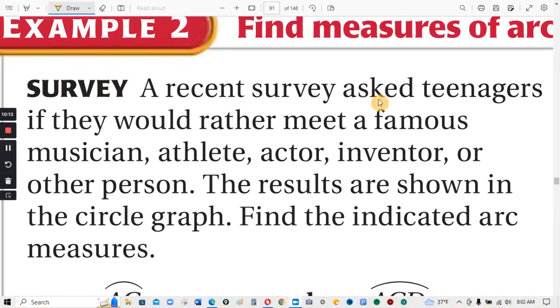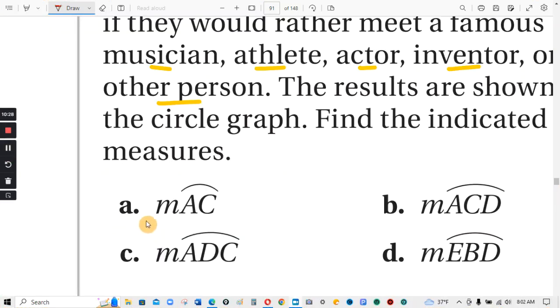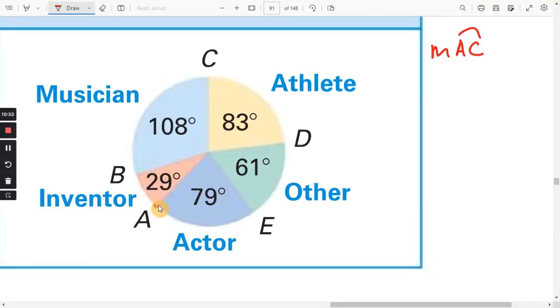Example 2. A recent survey asked teenagers if they would rather meet a famous musician, athlete, actor, inventor, or other person. The results are shown in the circle graph. Find the indicated arc measures. First is the measure of arc AC. Here's point A. Here's point C. If we travel along the arc, we have 108 plus 29.